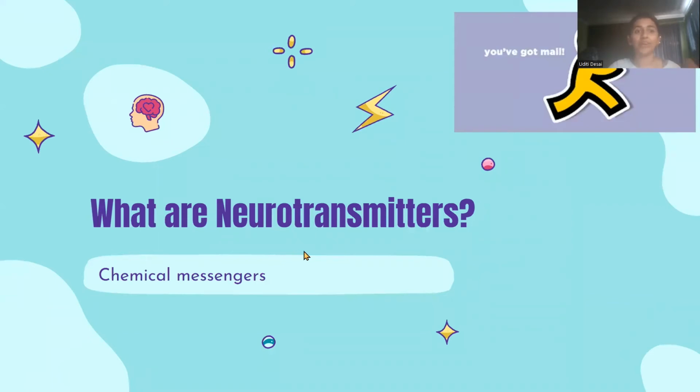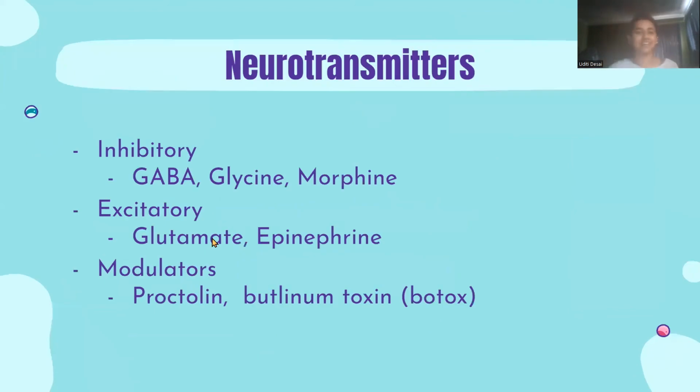So, what are neurotransmitters finally? The answer is they are chemical messengers. You got mail messages.